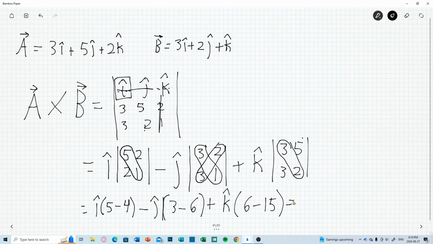Which will end us off with i multiplied by 1, so it's just i, minus j multiplied by negative 3, so it's going to be plus 3j, and now this one is minus 15 minus 6 for the negative, and it's going to be 9k. So after the cross product, this is going to be our answer.